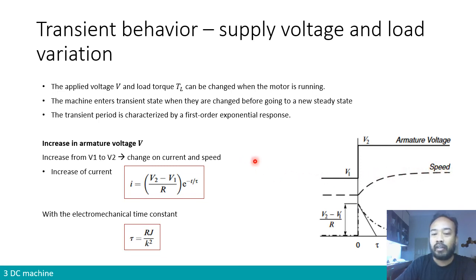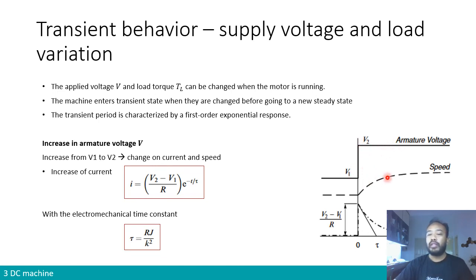This kind of equation, a first order exponential equation, you have most probably seen already in automatic control, in control systems, or in vibration. It is a response characterized by an exponential equation. So if you look at this graph, it characterizes the change of voltage. Imagine your armature voltage is at a certain level, V1, and suddenly you want to increase the speed of your machine. Therefore, you increase the voltage in your armature from V1 to V2.